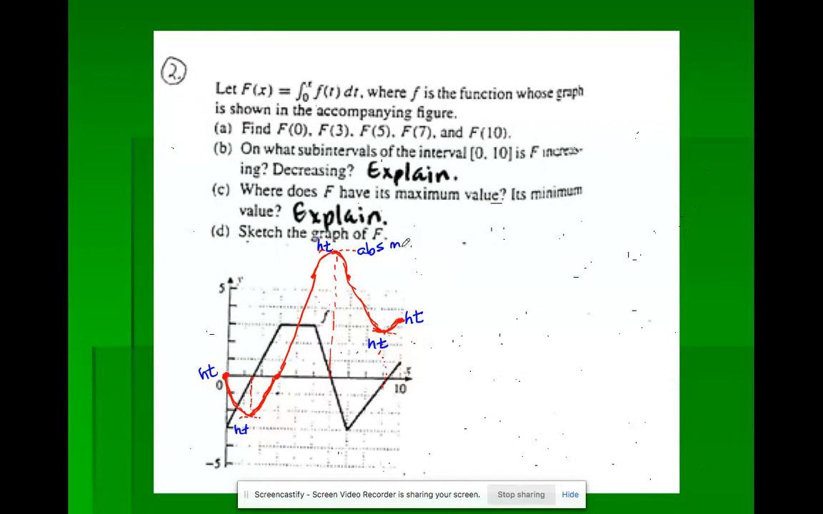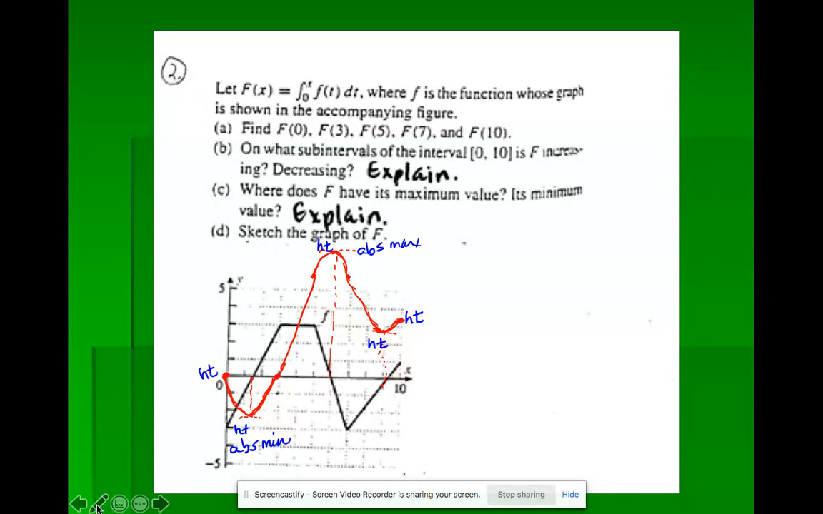And I can calculate the absolute max and the absolute min. And I leave that to you.